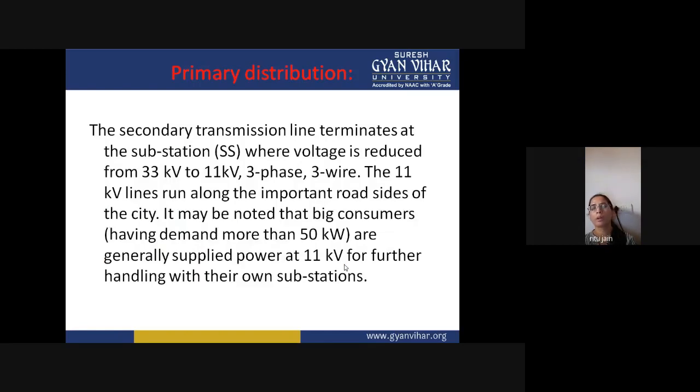So what is primary distribution? The secondary transmission line terminates at the substation where voltage is reduced from 33 kV to 11 kV, three-phase, three-wire system. The 11 kV lines run along the important roadsides of the city. It may be noted that big consumers are generally supplied power at 11 kV for further handling with their own substations.